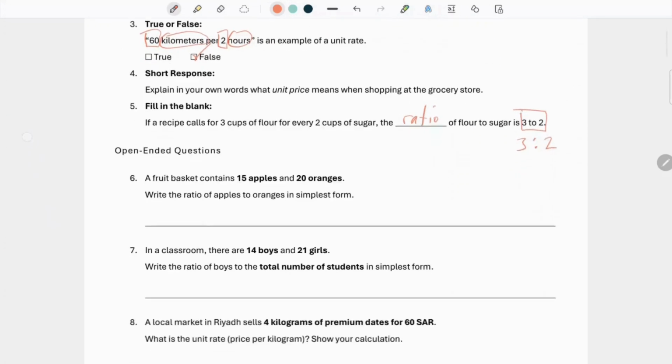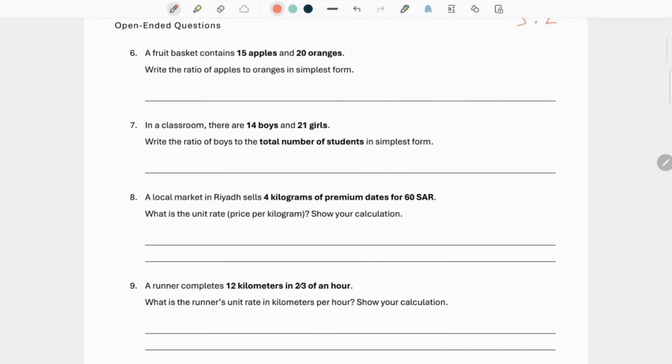Okay, moving on. Question 6. A fruit basket contains 15 apples and 20 oranges. Write the ratio of apples to oranges. And it says in its simplest form. We're going to do that later. So let's write the ratio of apples to oranges. So we have 15 apples to every 20 oranges.